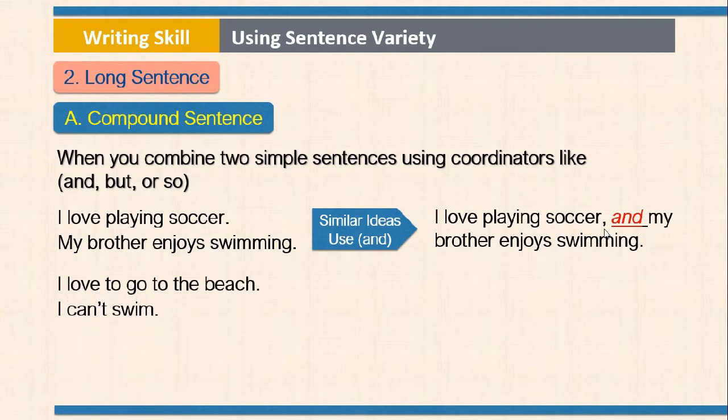Another example, I love to go to the beach. I can't swim. As you can see in those two examples, we have contrasting ideas. I love to go to the beach. I can't swim. In this case, we use but to combine those two simple sentences.